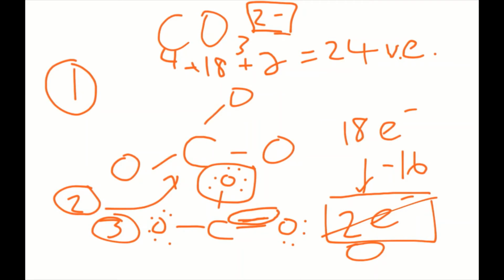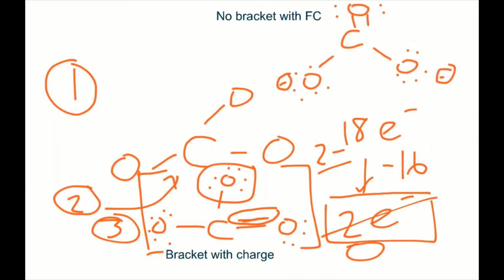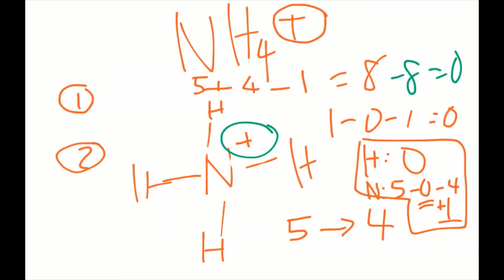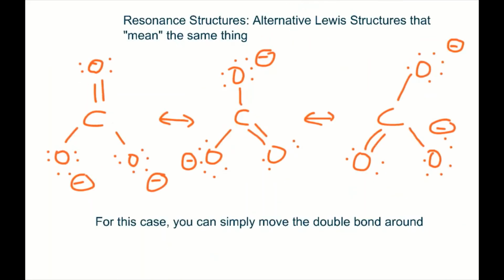So you could either do it like this, put this in brackets, and write a 2- in the corner, since it is a polyatomic ion with a charge of 2-, or you could draw it like this. And this is just drawing it with the formal charges, such as the minus, or, in the ammonia with the plus. So because we drew the Lewis structure for carbonate, let's now talk about a topic known as resonance structures.